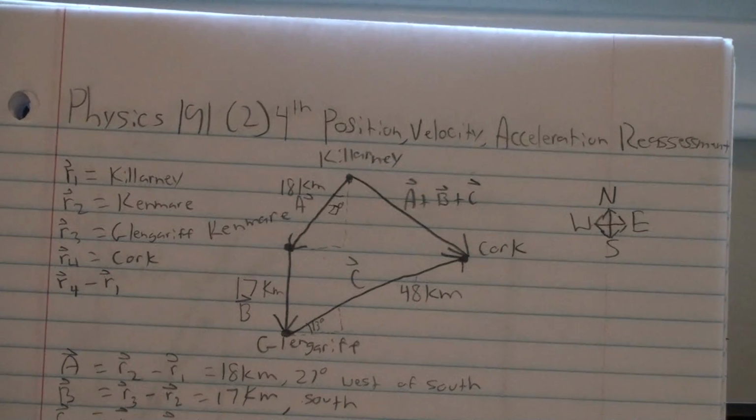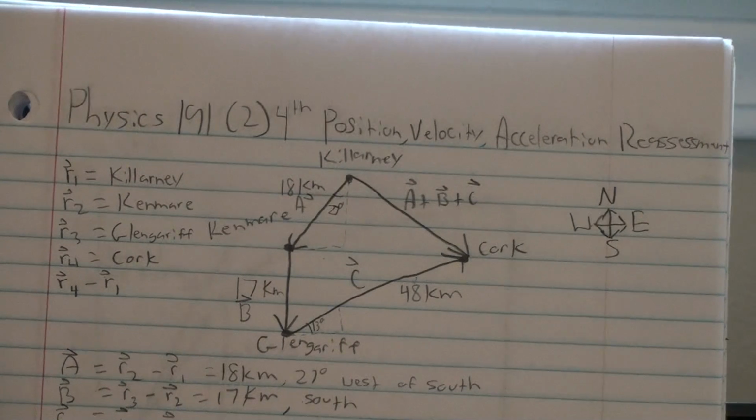Well, we can call the four positions R1 for Killarney, R2 for Kenmare, R3 for Glengarriff, and R4 for Cork. So the displacement for the whole trip is going to be R4 minus R1. And in this problem, they give us the displacements for the three parts of the trip. To make things a little easier to see, I just used the A vector, B vector, and C vector for the three displacements.